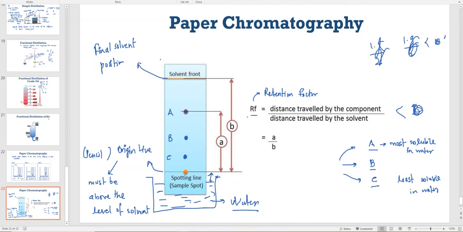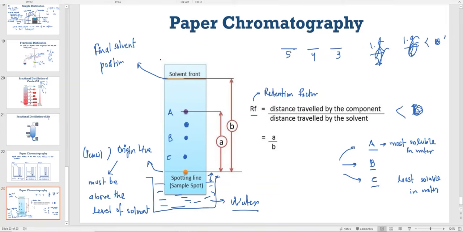So let's say if there is a spot right at the center, what would be its RF value? The spot at the center means you can actually predict it. If you give a random value to the solvent, let's say that the solvent traveled 5, or you can take 4, or you can take 3. Okay, and we know that the spot traveled exactly half. So you can actually estimate the value from it.